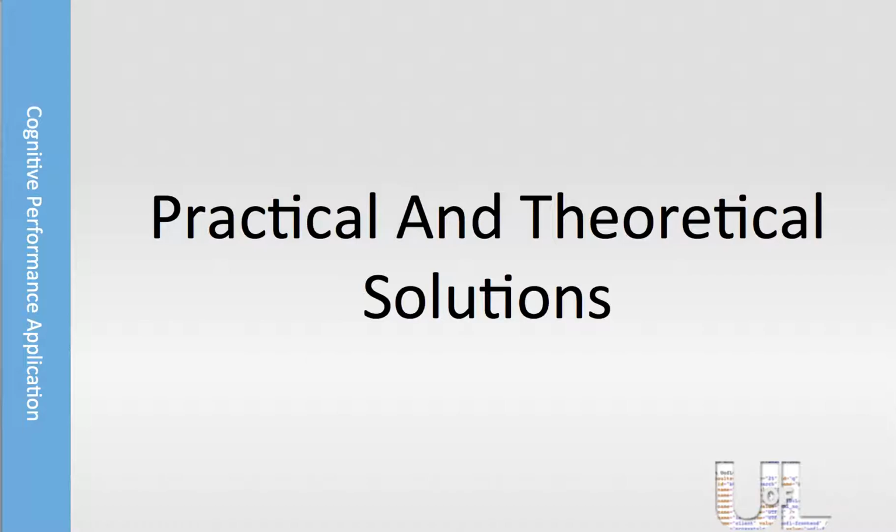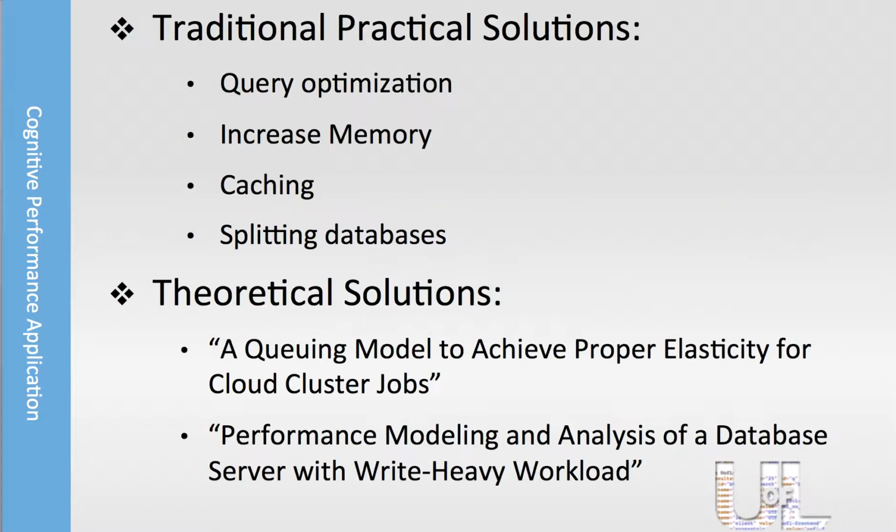On the practical and theoretical solution side, we noticed that most of the traditional or industrial solutions revolve around query optimization, increasing memory, caching, and splitting the database. Query optimization is sometimes hard to do due to the complex relationships in the database. Increasing memory could also require investment in hardware specifications. With caching and splitting the database, you run into problems of invalidating the cache or keeping the two databases in sync, and it also requires investment in hardware specifications.